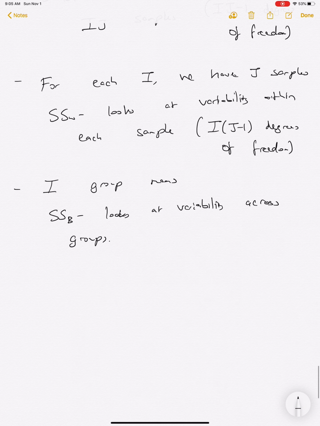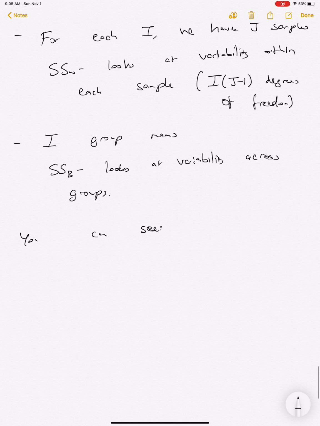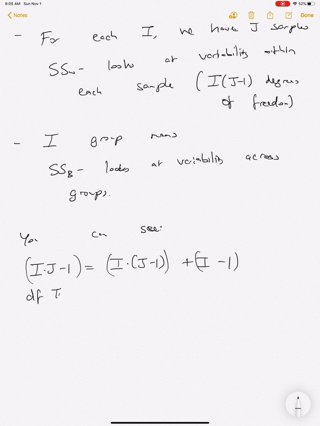And so one thing you can see is that the sum of squares, the degrees of freedom, kind of add up. We have I times j minus 1 is equal to I times j minus 1 plus I minus 1. So this is the degrees of freedom total, this is the degrees of freedom within, and then this is the degrees of freedom between. Okay, and so that's a nice interpretation of what's going on.